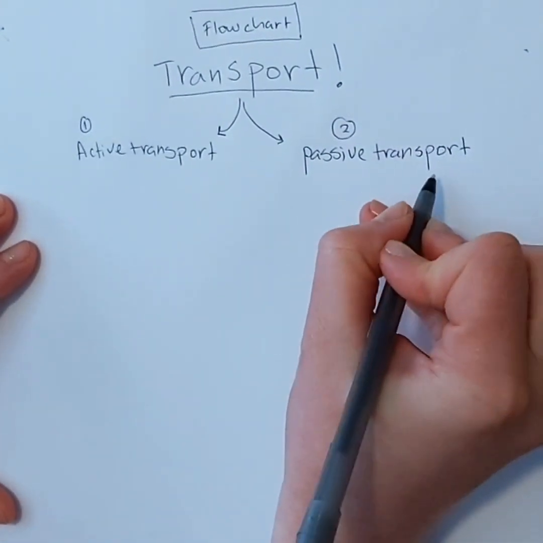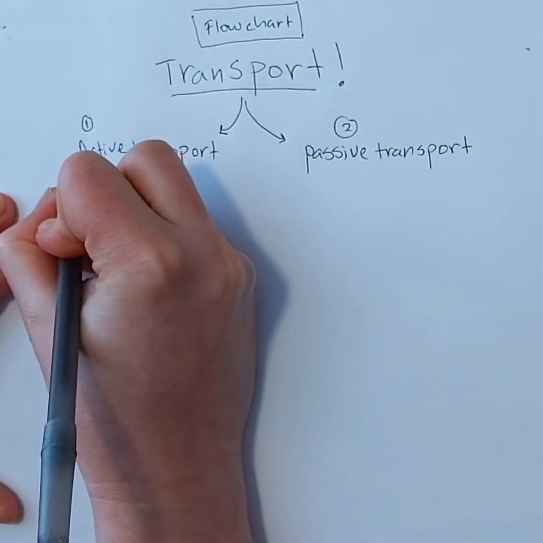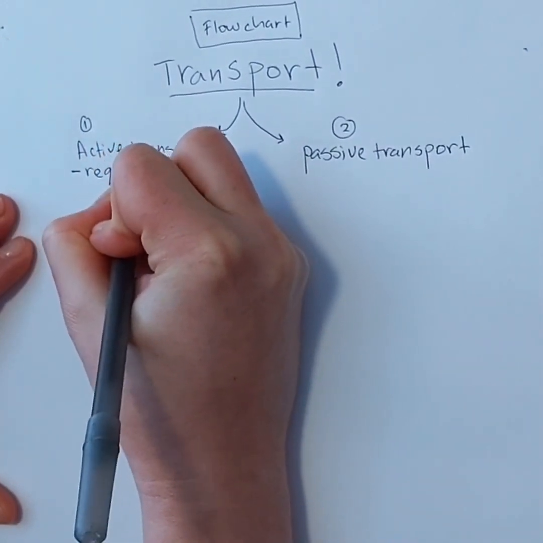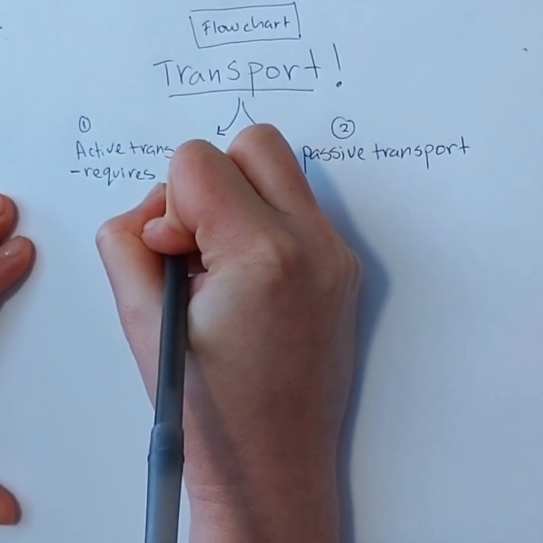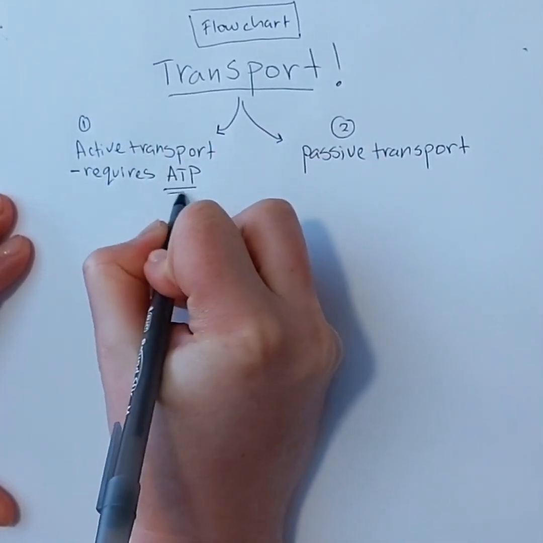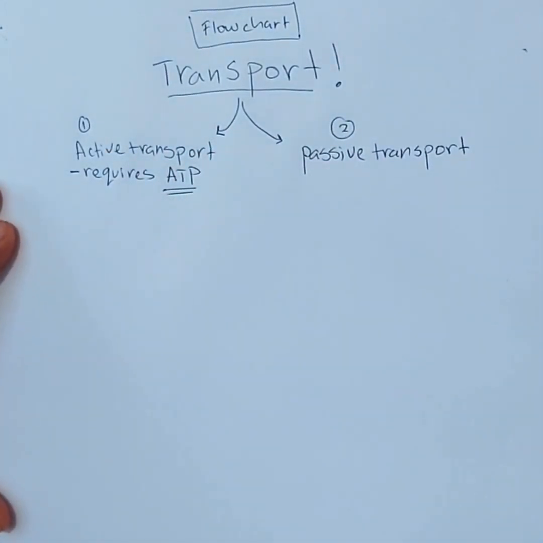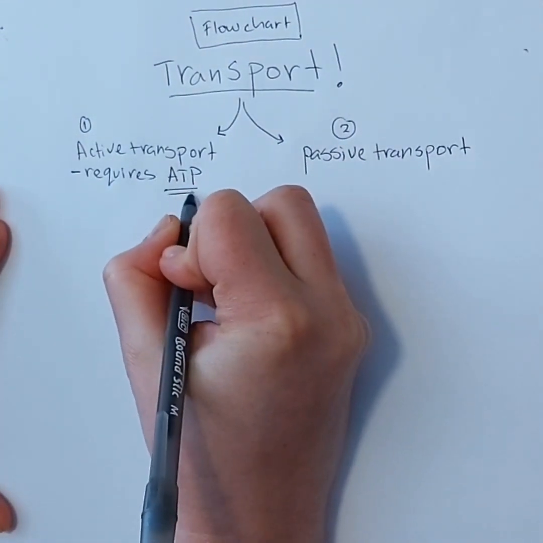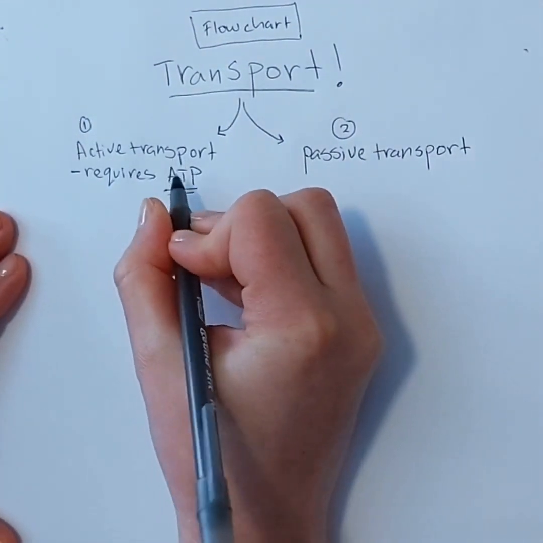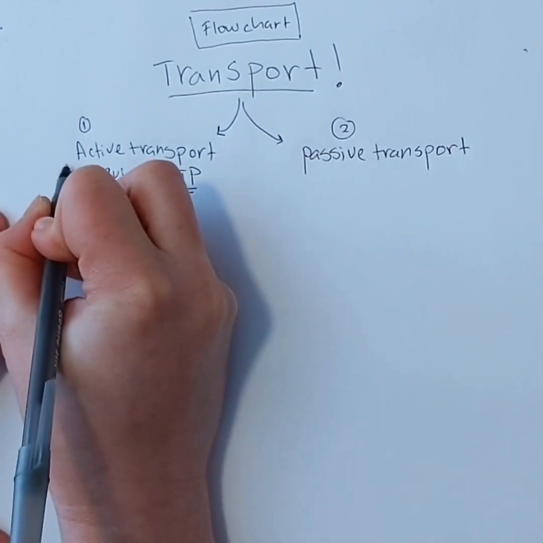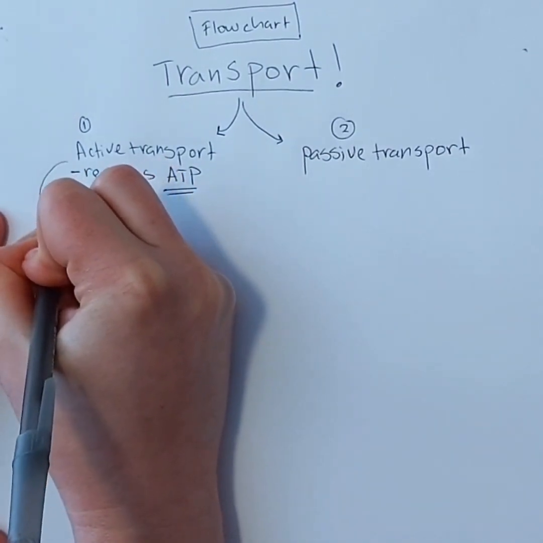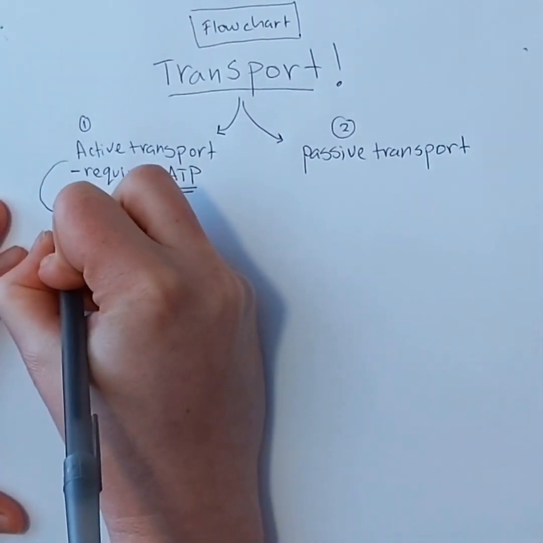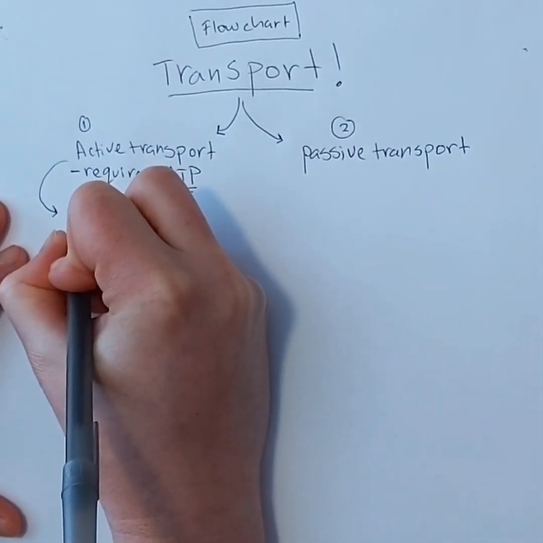So the main difference is that active transport requires ATP. I know that you know what ATP is a little bit because you read about it in the cell chapter. ATP is cellular energy. It's what your cell uses to do things. Now when we think about active transport, there's a couple different types of active transport. One is electrochemical gradients.